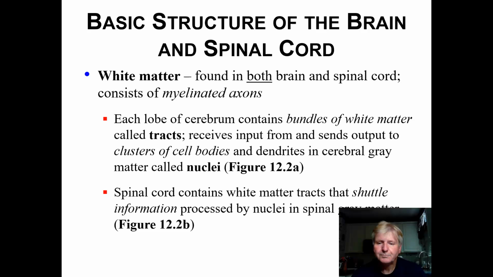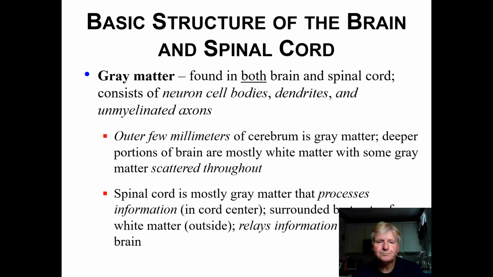And then the other tissue, the gray matter, found in both the brain and the spinal cord, will consist of neuron cell bodies, dendrites, and unmyelinated axons, and that gives the appearance of a kind of grayish color. So the outer few millimeters of the cerebrum is gray matter, consisting mainly of unmyelinated axons and neuron cell bodies. The deeper portions of the brain are mostly white matter, with some gray matter scattered throughout.